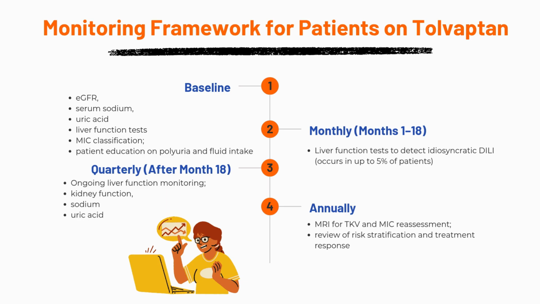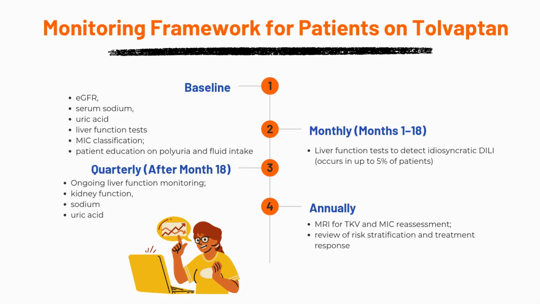During the first 18 months, the monitoring is most intensive. Liver function tests should be checked monthly. This is because idiosyncratic liver injury can occur, particularly early in treatment; although uncommon, it can occur in up to 5% of patients. After 18 months, monitoring can be spaced out. We typically move to quarterly follow-up. At this stage, we continue to monitor liver function, kidney function, serum sodium, and uric acid.